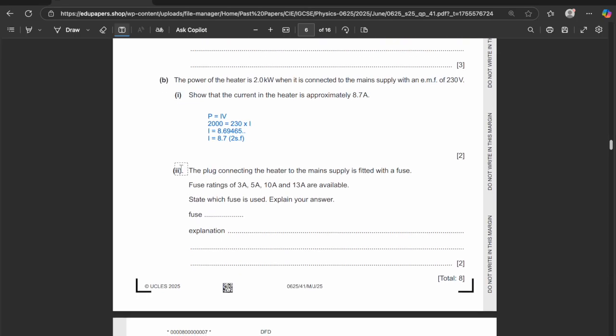The plug connecting the heater to the main supply is fitted with a fuse. Fuse ratings of 3 amperes, 5 amperes, 10 amperes, and 13 amperes are available. State which fuse is used and explain your answer. So we have this 8.7 ampere, and you have to choose the closest one, and that is going to be 10 amperes, right? So it is not too high or too low. So you can say that 10 amperes.